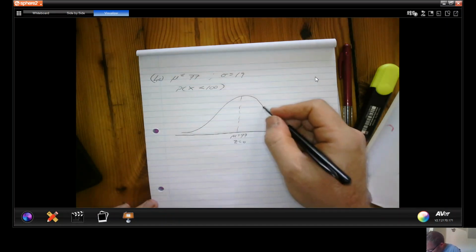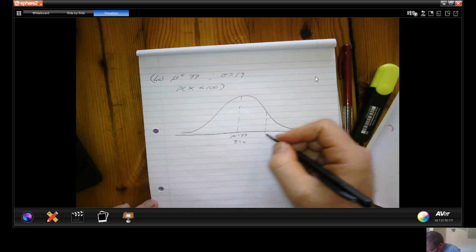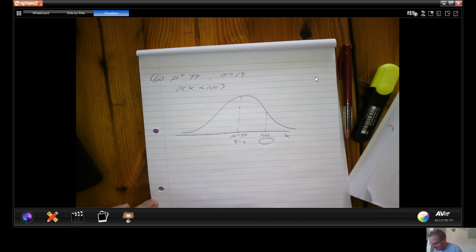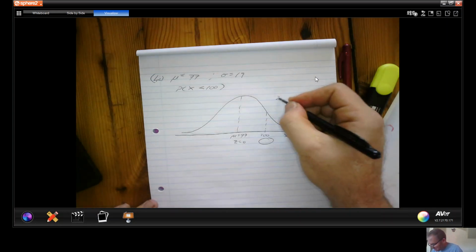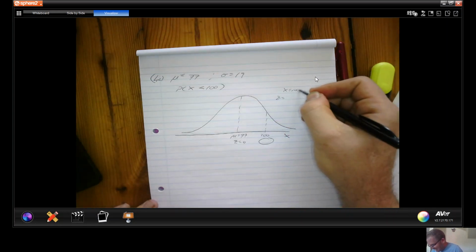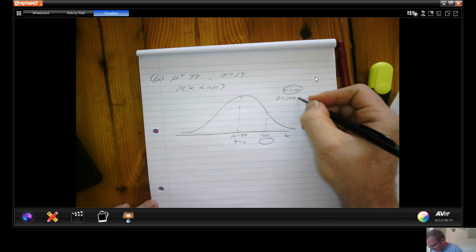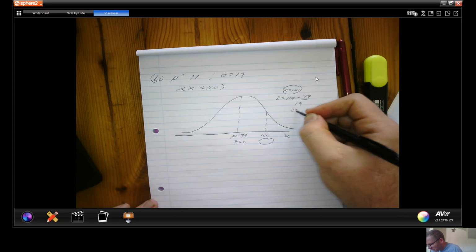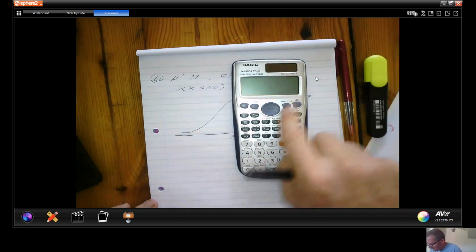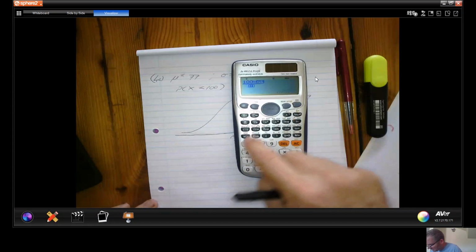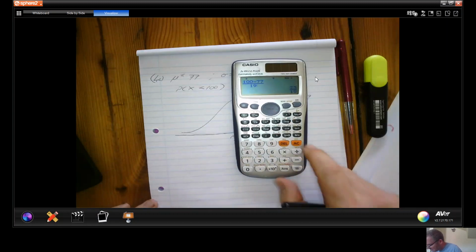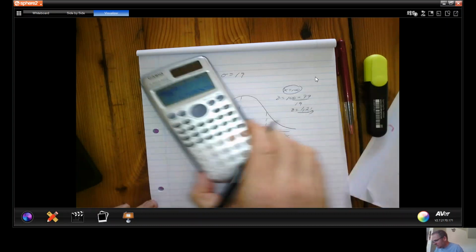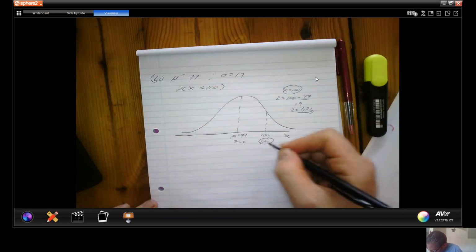So 100 is over here, X is equal to 100. We first have to find the Z score that goes with that. For X equal to 100, Z is equal to 100 minus mu, which is 77, over sigma, which is 19. 100 minus 77 divided by 19, and we get 1.21. So Z is equal to 1.21. That's your Z score over here.